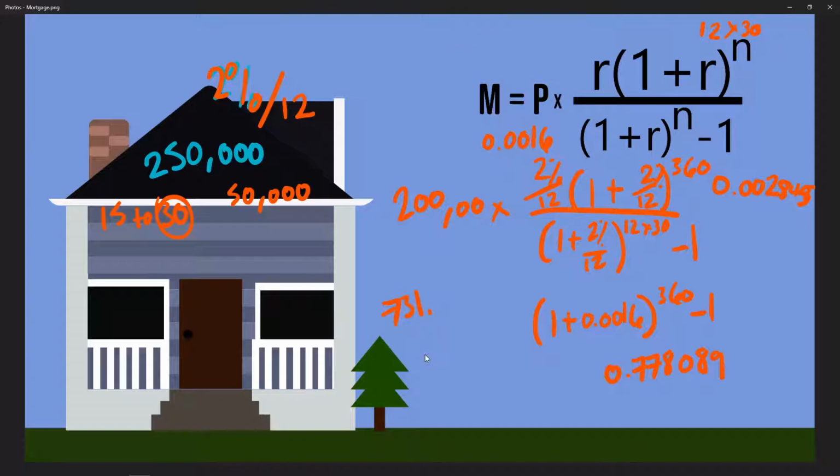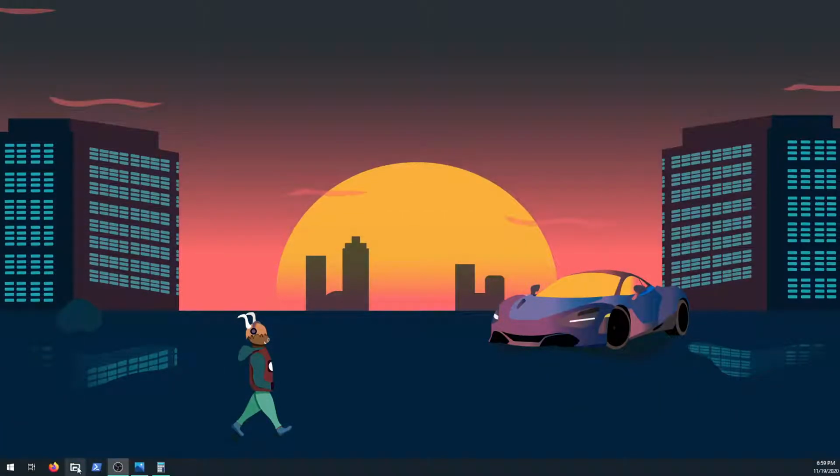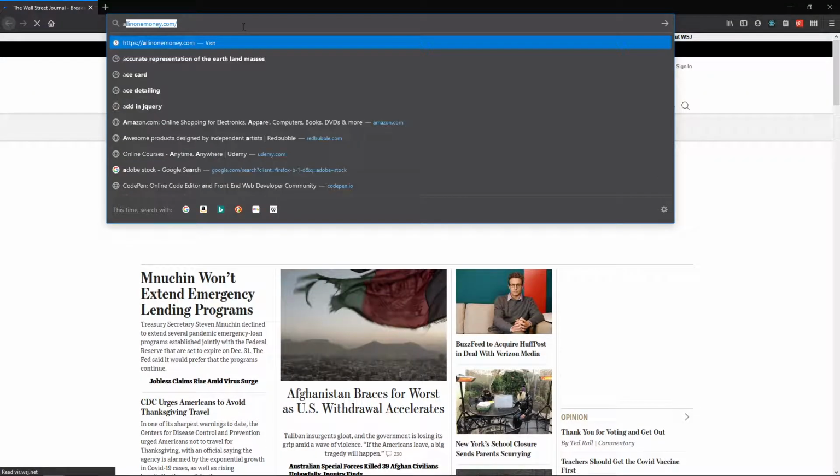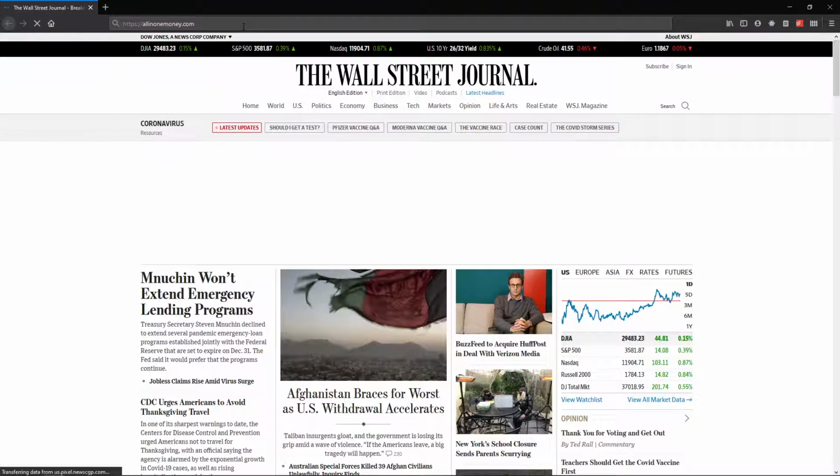Now, this doesn't include your utilities. This doesn't include any other type of interest. What this includes is just the monthly payments for the interest rate that you got. All right. Say you don't want to do any of this. I do have a calculator out on my website, and let me go ahead and show you what that looks like.